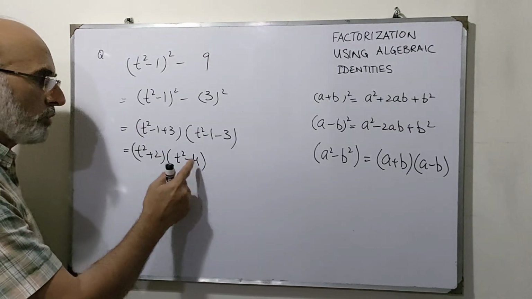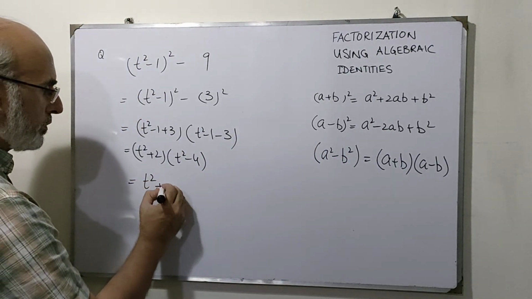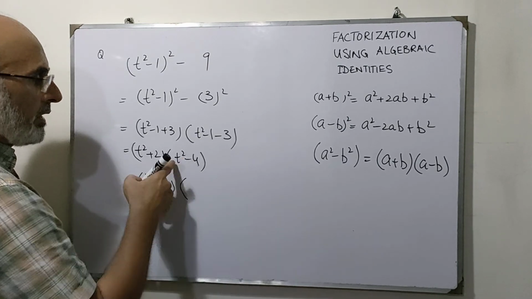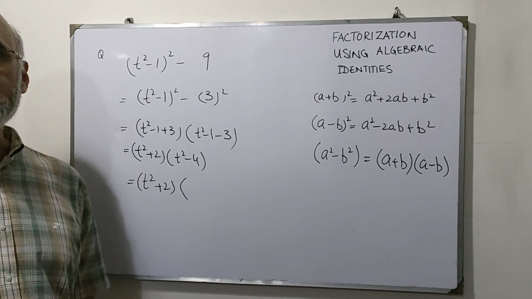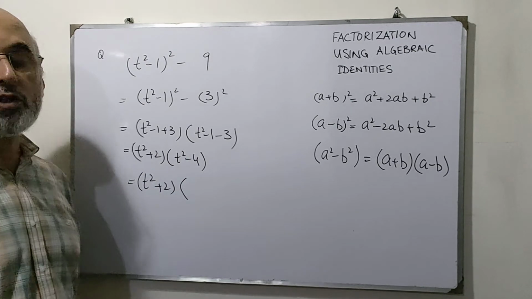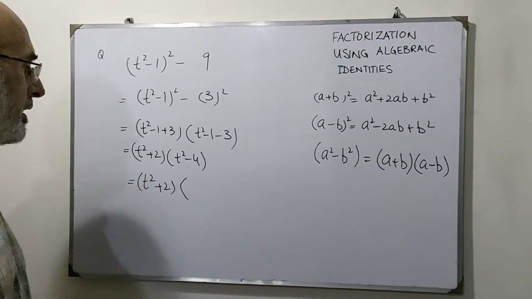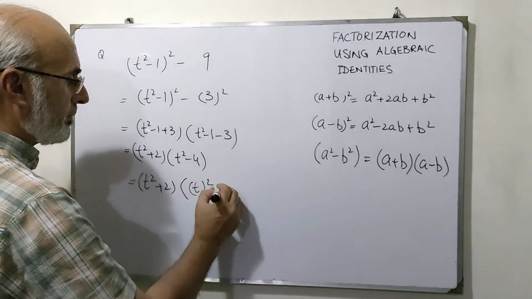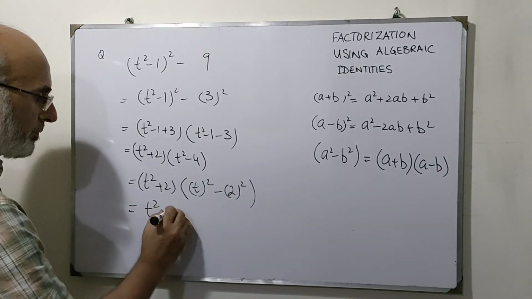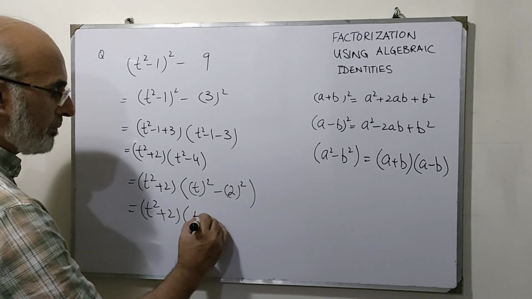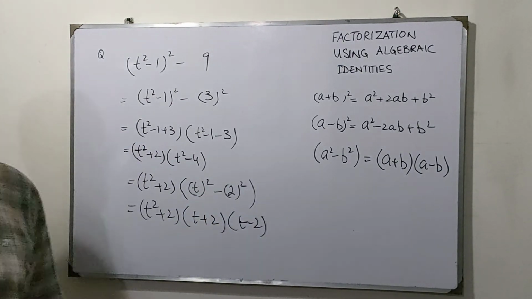But t square minus 4, again this is a square minus b square. So what are we going to do? t square plus 2 into, because the questions usually say factorize completely. If we leave it up to this stage, it's not factorized completely. It can be further factorized. So we have to do that. So t square minus 2 square. So now what are we going to have? Into t plus 2 into t minus 2. So this is factorized completely now.